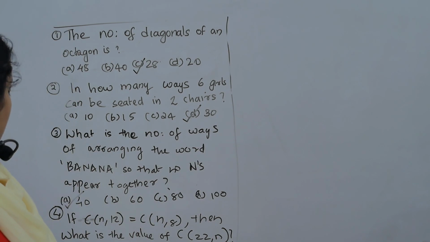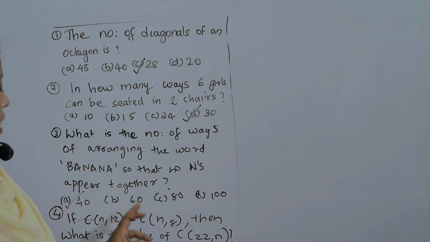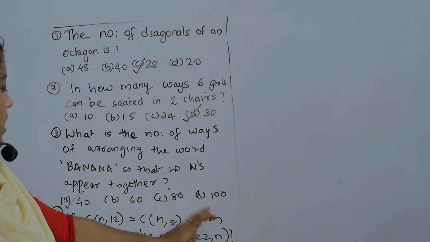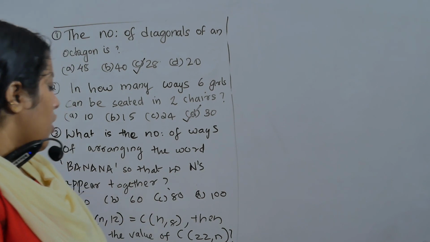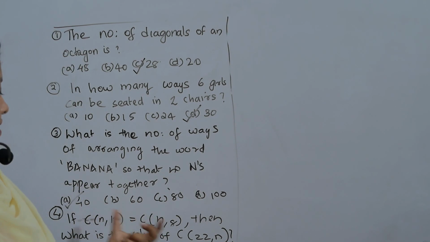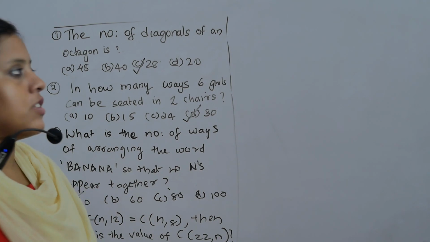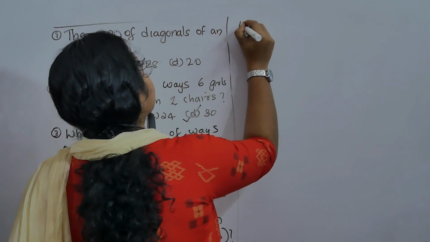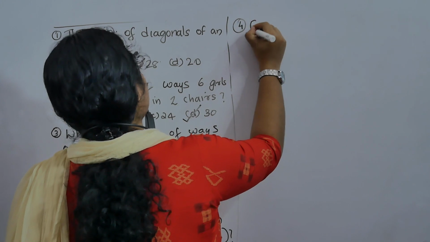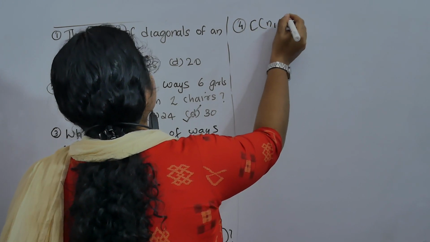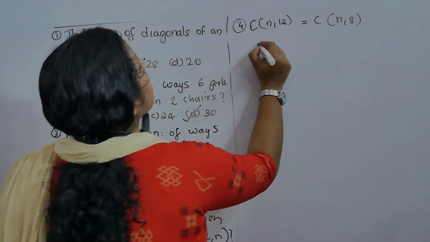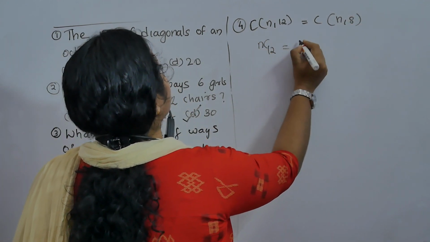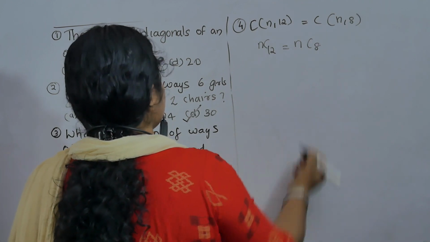What is the fourth question? If C(n,12) is equal to C(n,8), then what is the value of C(22,n)? What is C of? It means just combination. So what they have given, C(n,12) equal to C(n,8), that is nC12 is equal to nC8.